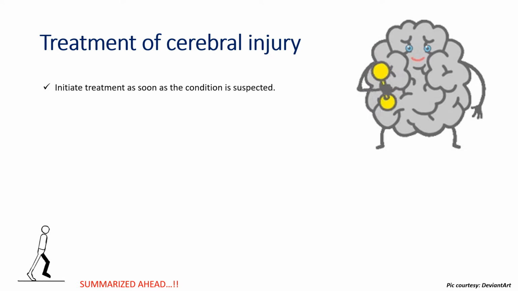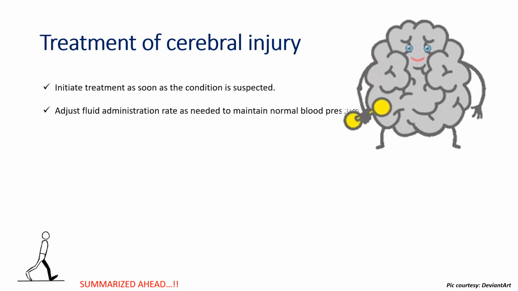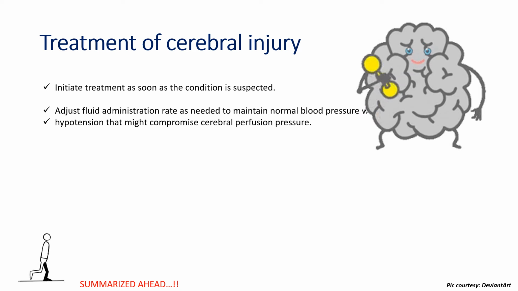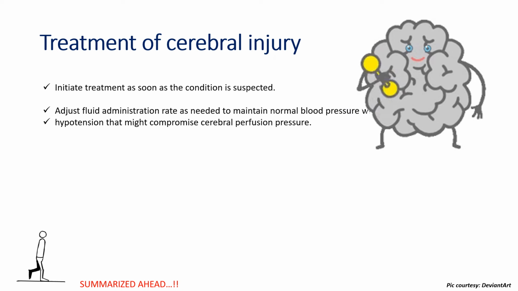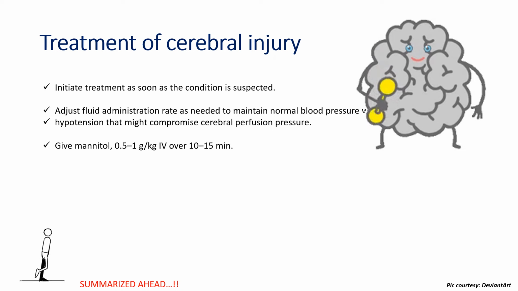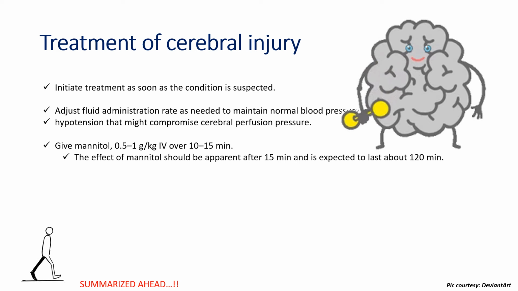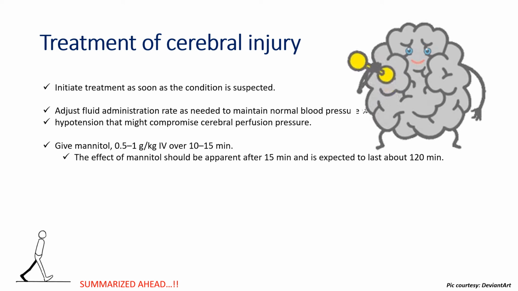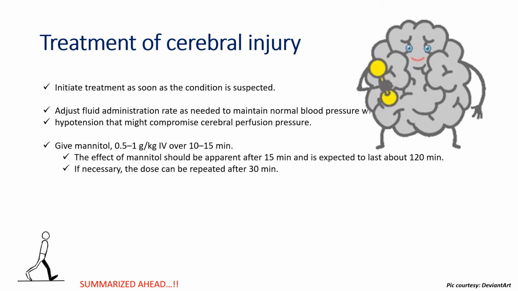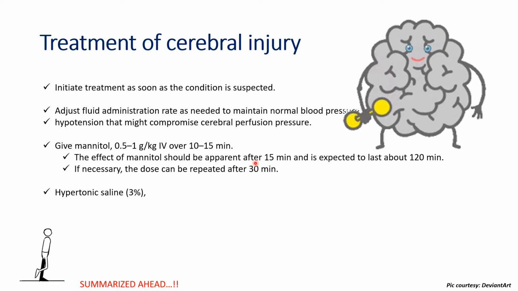One must initiate the treatment as soon as the condition of cerebral injury is suspected and adjust fluid administration rate as needed to maintain normal blood pressure. Hypotension that may compromise cerebral perfusion pressure should be avoided. Give mannitol 0.5 to 1 gram per kg IV over 10 to 15 minutes. The effect of mannitol is apparent after 15 minutes and is expected to last for around 2 hours. If necessary, the dose can be repeated after 30 minutes.